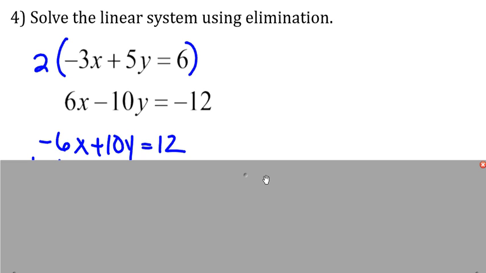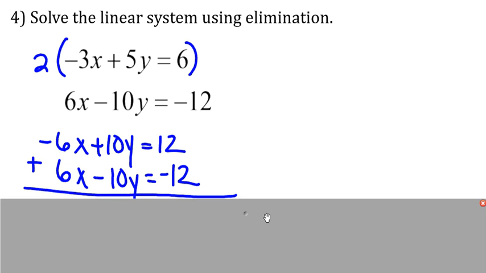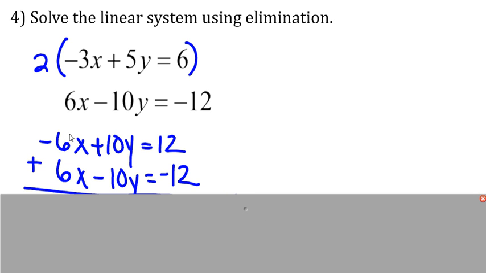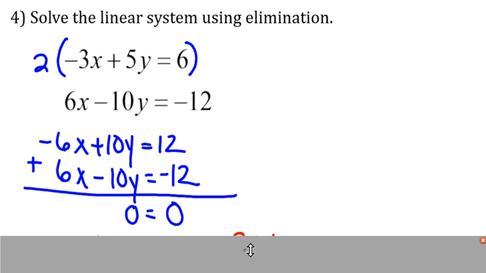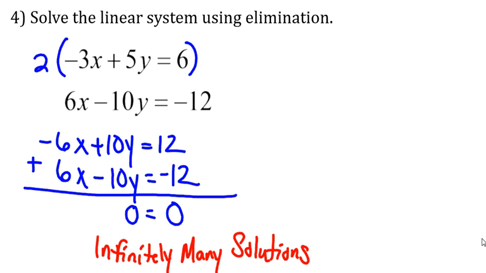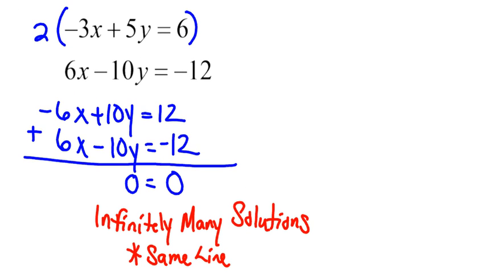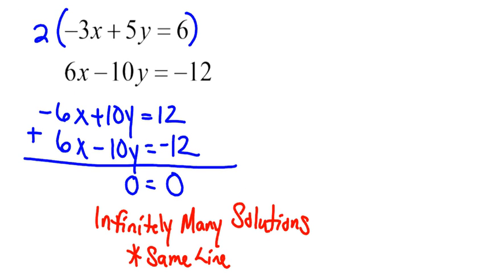So that equation would then transform into negative 6x plus 10y equals 12. And I'll keep the second equation as is. When I add them together, we'll have 0 from the x's. A positive 10y and a negative 10y would be 0 as well, and 12 and negative 12 is also 0. Well, 0 does equal 0. That's a true statement. Therefore, this is telling us that we have infinitely many solutions. That means those equations represented the same line.